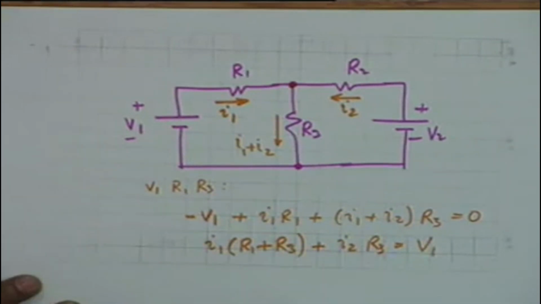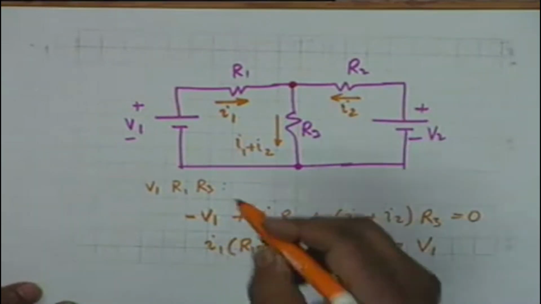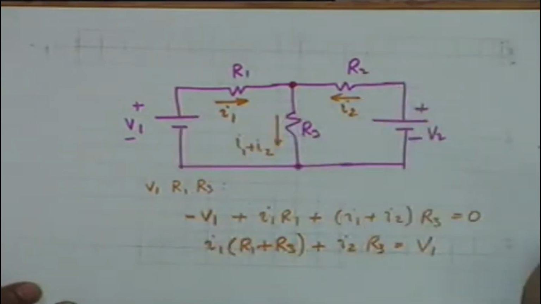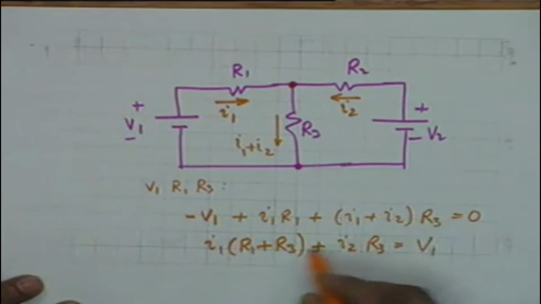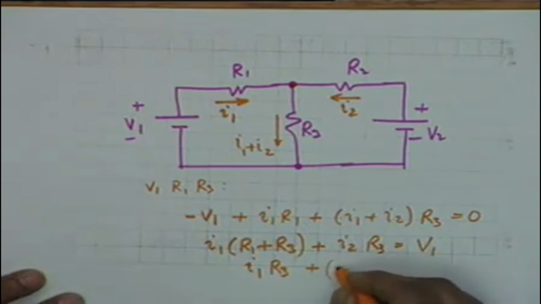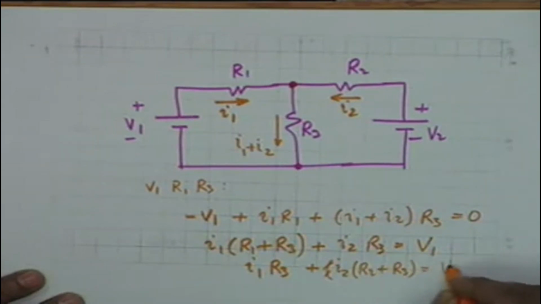The second loop now, let us take this loop, that is V2 R2 R3. In an exactly similar manner, you can see that the equation that we shall arrive at is I1 R3 plus I2 times R2 plus R3 shall be equal to V2. So these are the two equations which now we shall have to solve.